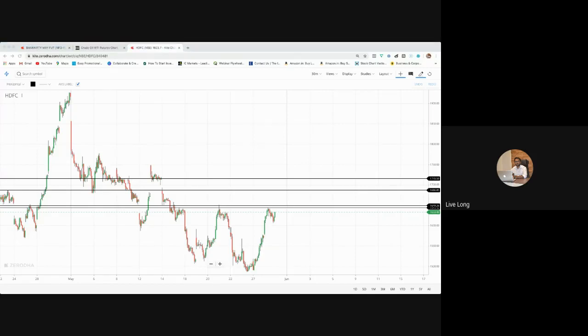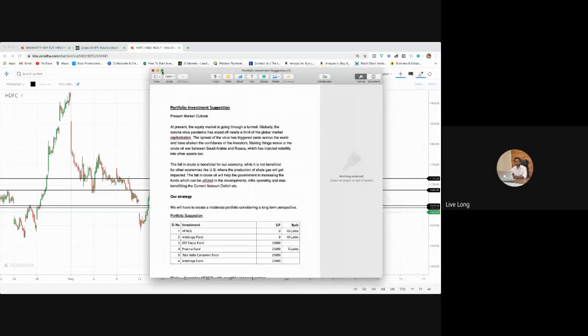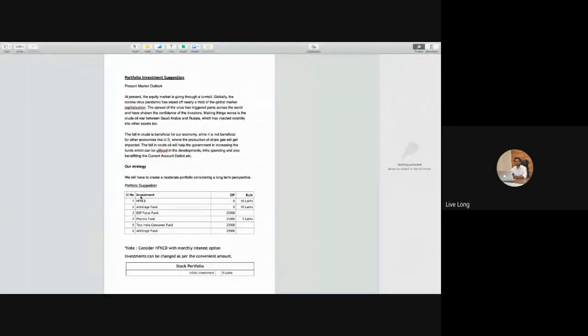Okay, so this is the portfolio that I'm starting off. Presently, majorly I'm into trading. Majorly we are into trading, not into investing. Investing too, we have a portfolio, but our major income is actually through trading.